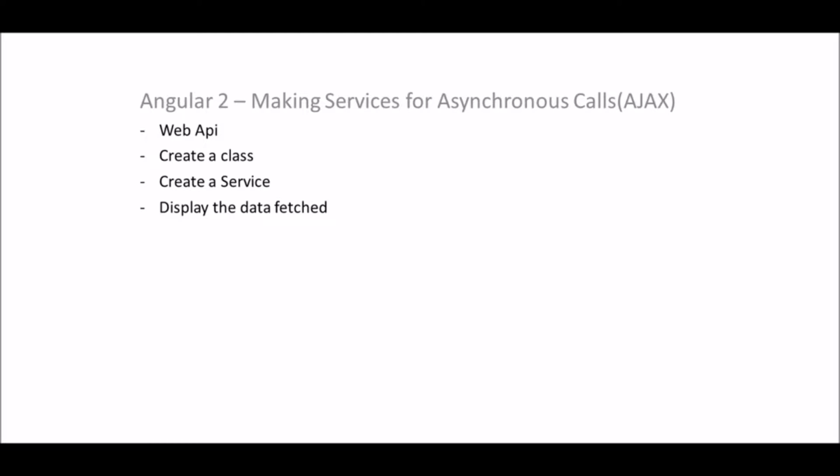I'm Shabazz Khan, and in this screencast, I'm going to be talking about making services and doing asynchronous calls, also known as Ajax calls. For doing that, we have very basic steps. First of all, we need a web API. Secondly, we need to create a class. In the third step, we'll create a service, and in the fourth step, we'll display all the data that is fetched. So without wasting our time, let's just switch over to Visual Studio Code.